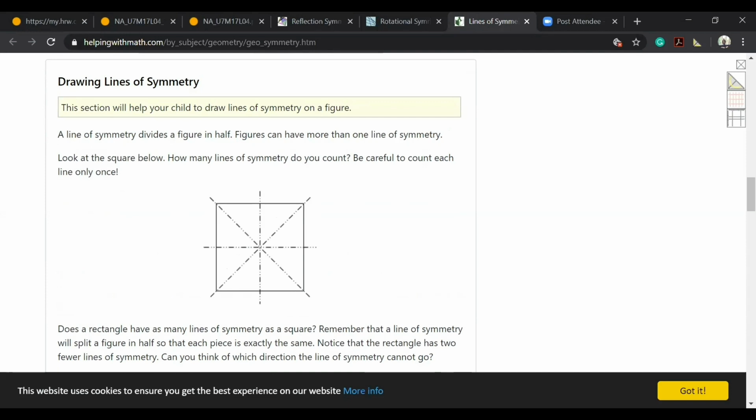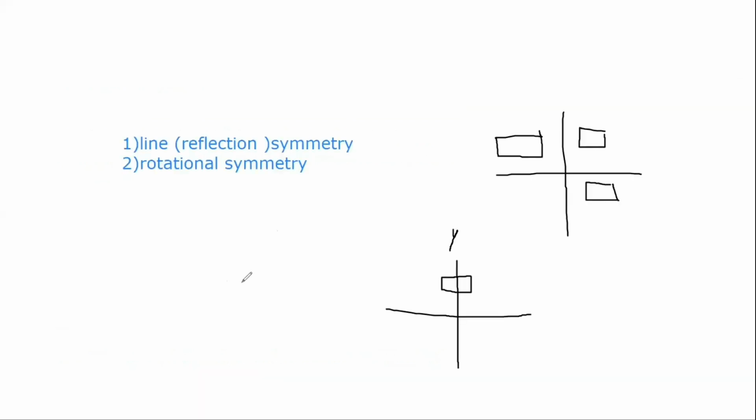What if we have a rectangle? Let's open the whiteboard and draw a rectangle. Don't mind my drawing. Let's try to make it a little bit neat, and try to imagine that this is a very good rectangle. Okay, let's try to think about lines of symmetry.